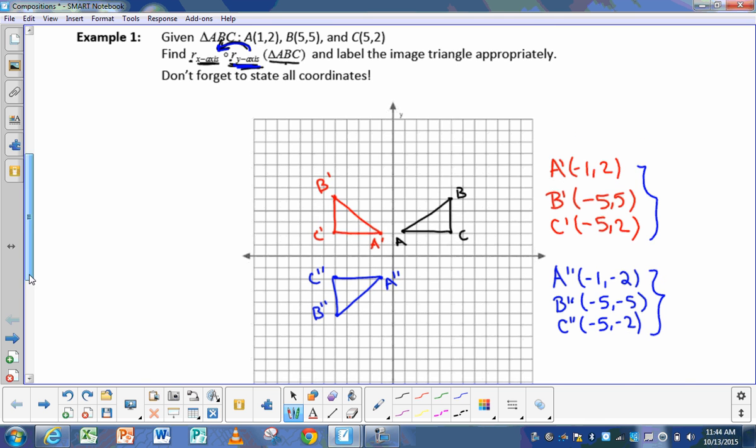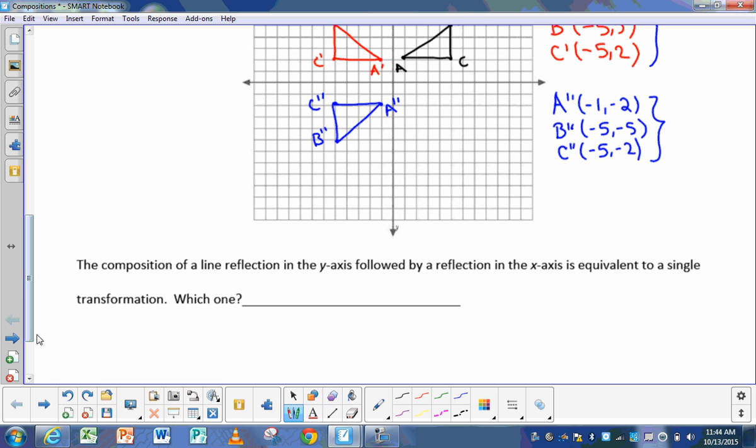So where have we seen this before? Well, we've seen this before when we performed another transformation. What transformation was that? Rotation. You're absolutely right. We've seen this before with a rotation. So if we have a rotation, let's say that my center of rotation is the origin. So it's going to go through this guy right here. Then I know that I can find the angle of rotation by connecting a point on my pre-image and a point on my image.